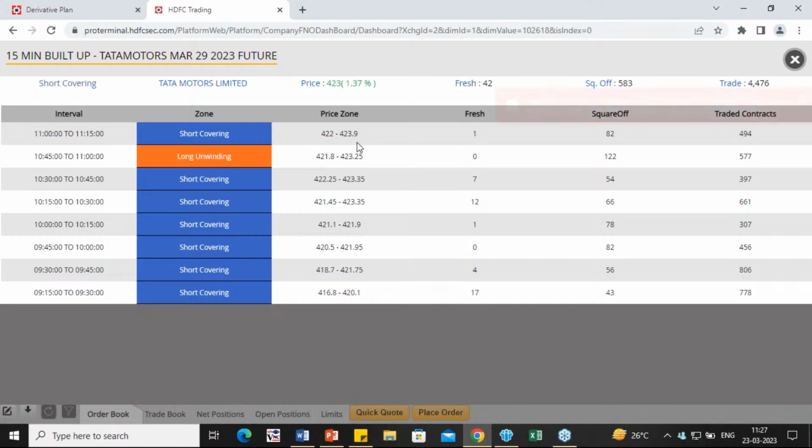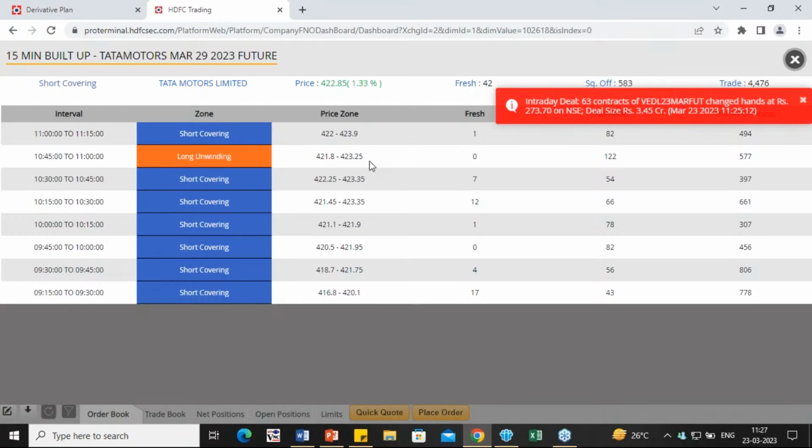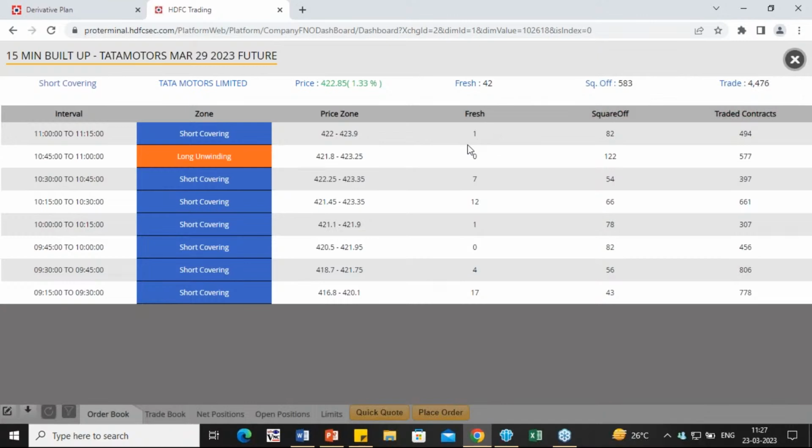So 420 is the low, and 423.9 is the high. Fresh shows how many fresh contracts have been purchased and how many positions have been squared up. After that, we show the traded contracts in that particular time frame, how many contracts have been traded. All this information is provided on a single screen. This way, you can analyze your particular stock, understand the market, and see where to get an opportunity in the market.